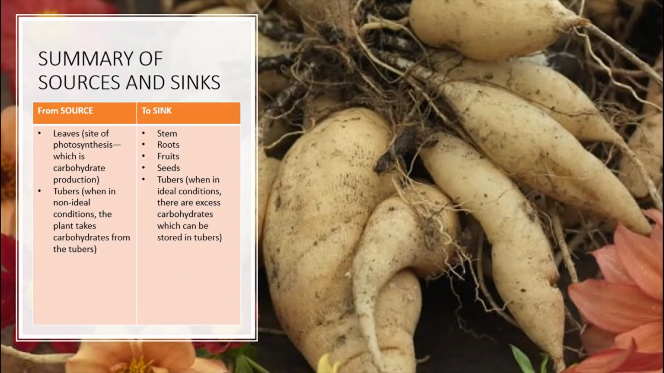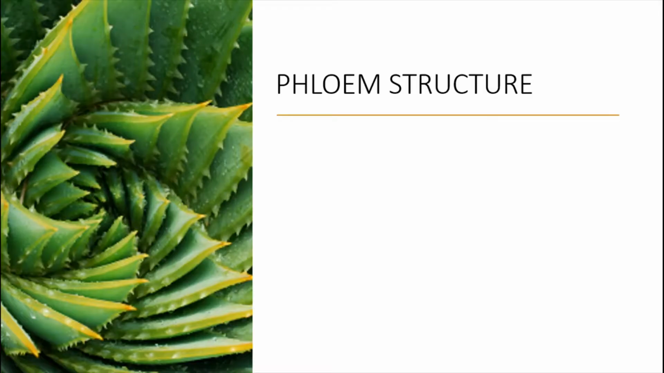So just to summarize what we've looked at, we've got a table here comparing the source and different sinks. So leaves are our main source, and then we've just discussed that tubers can also be a source when we're in non-ideal situations. Sink, we know that tubers can also be a sink, so that's why that's in both columns, but we also have our typical sinks being our stem, our roots, and two others that we haven't really discussed, but you should bear in mind are fruits and seeds. So these are sinks that receive carbohydrates. So remember, this transportation of carbohydrates around the plant takes place via the phloem.